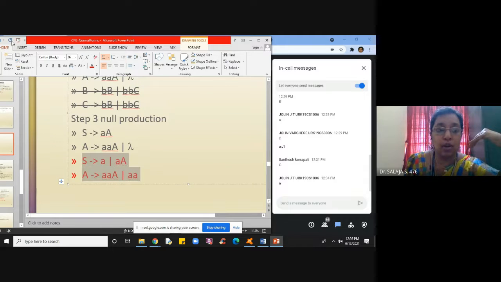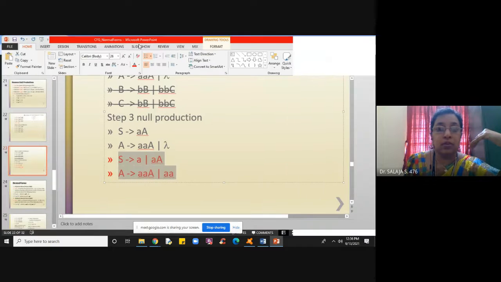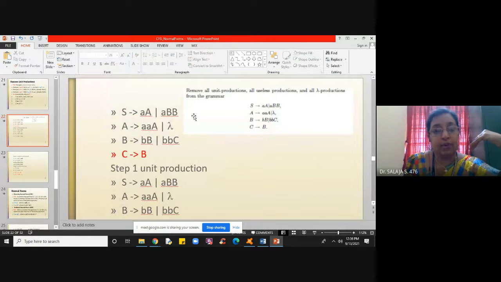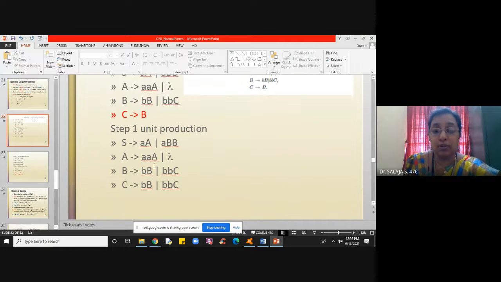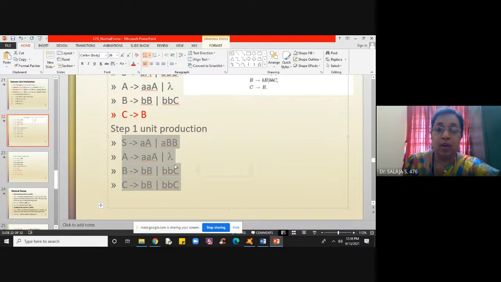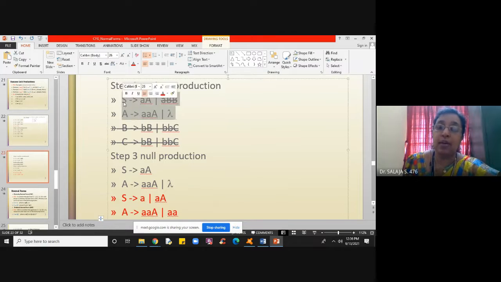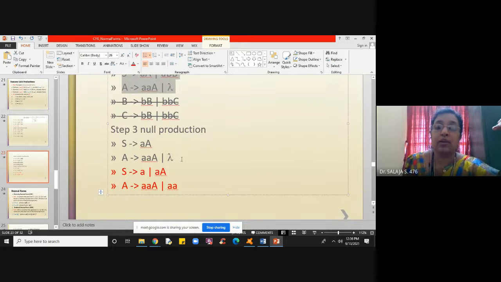If you look at it, we'll go step by step. We have taken the first set of productions, identified the useless unit production, and removed it. Now take the answer you obtained and go ahead with identifying the useless production and remove it. Then, whatever you obtain by removing the useless production, try to identify the null production and remove it. So these three steps are mandatory.